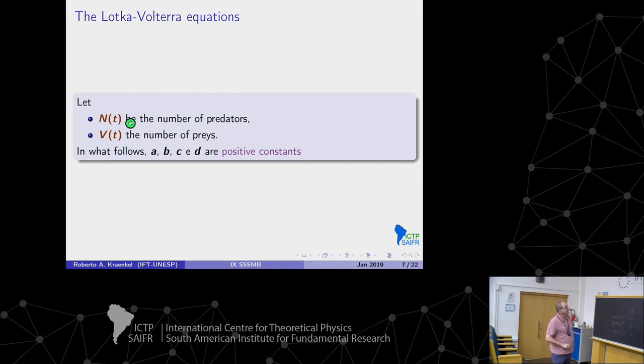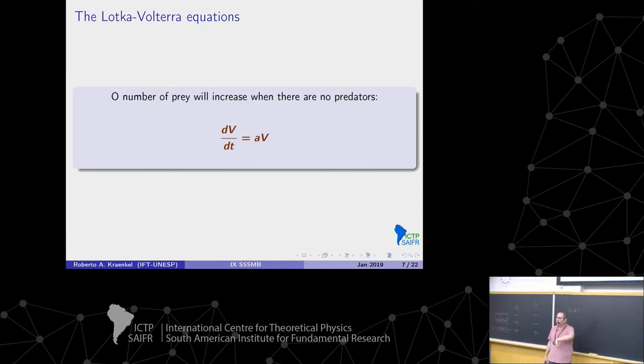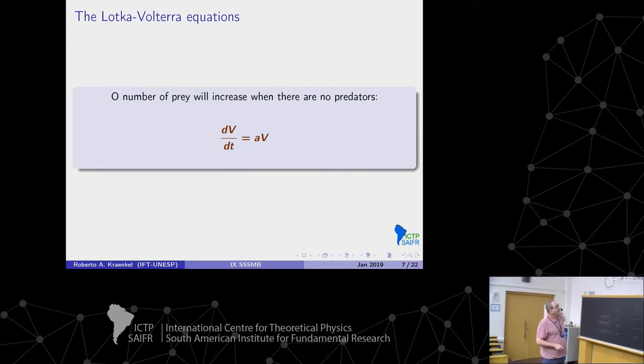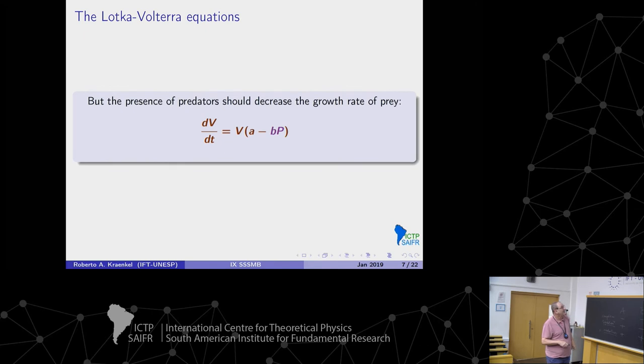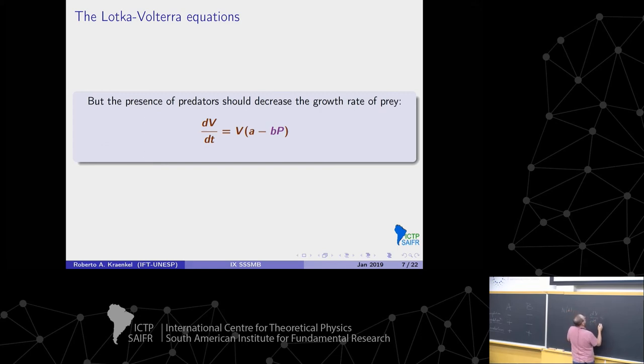So we need two functions. Let's say n, the number of predators, and v, the number of prey. So v, if you want to remember v, it's the victims. And in what follows, all the constants are always positive. So how will we build the model? We will say that the prey, in the absence of the predator, grows exponentially. You would say, why not logistic? Because this is simpler. With logistic things, I will comment if you put up logistic words. Then you have dV/dt here, and you say that this was some a times V.